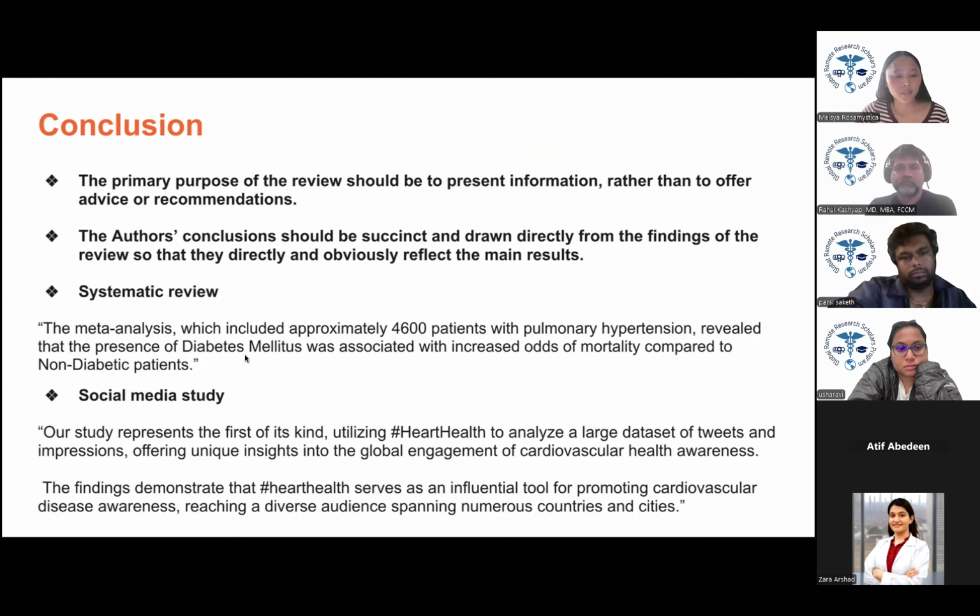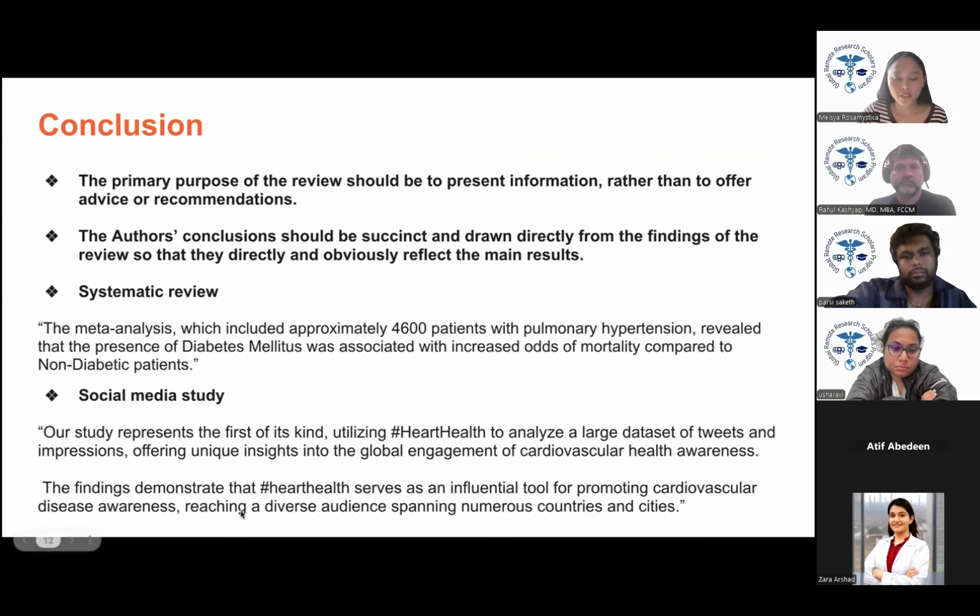For example, here from the same sample abstract, we have the meta-analysis, which included approximately the number of patients, revealed that the presence of diabetes mellitus was associated with increased odds of mortality compared to non-diabetic patients. So the conclusion is basically drawn directly from the main findings. You can see that it was just one sentence, very brief, and did not include any opinions or suggestions.